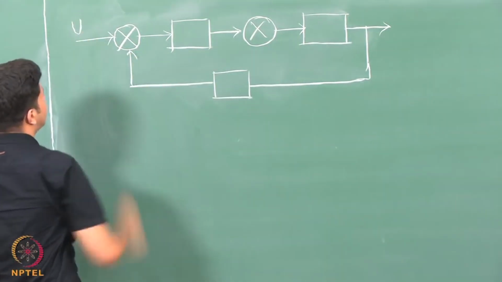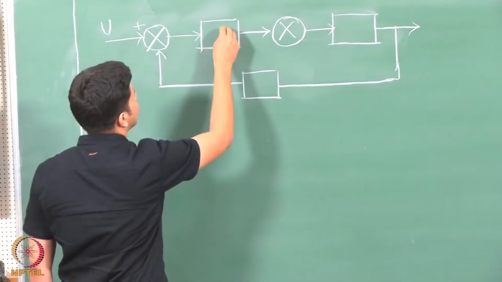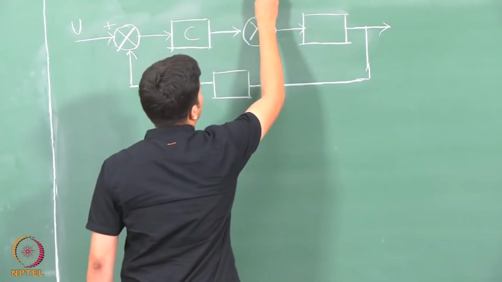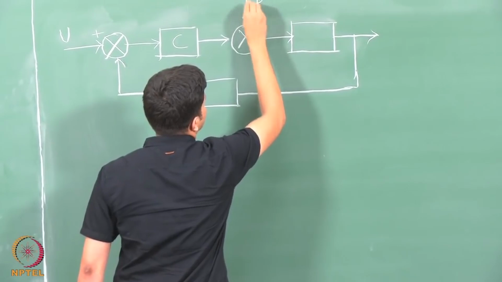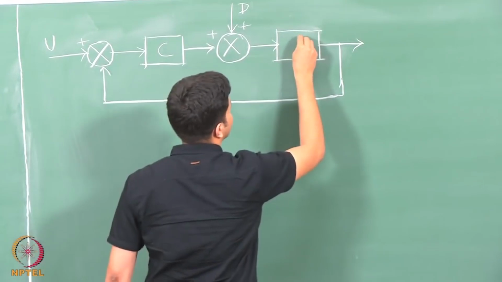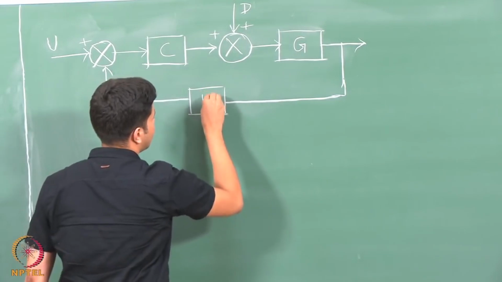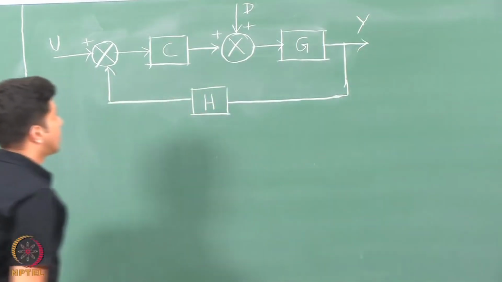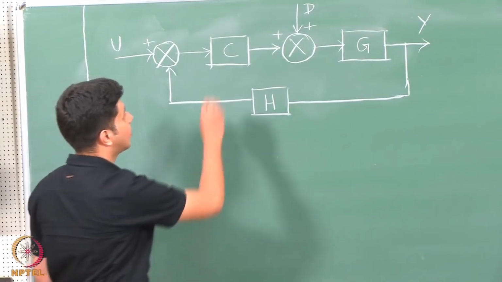So, this is the input u, which goes with a positive sign into this, and this is a control system with transfer function C, and then we are adding a disturbance signal along with the control signal, both we take with positive sign, and then we have the plant with the transfer function G, and we also have a feedback loop with transfer function H, and this is the output. And just note that for the sake of simplicity, we are just ignoring the Laplace thing, but everything is in Laplace domain.